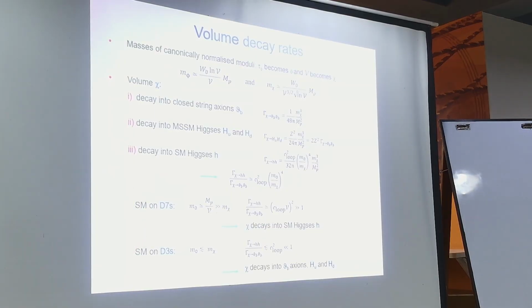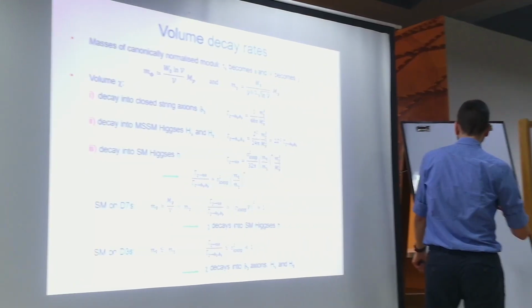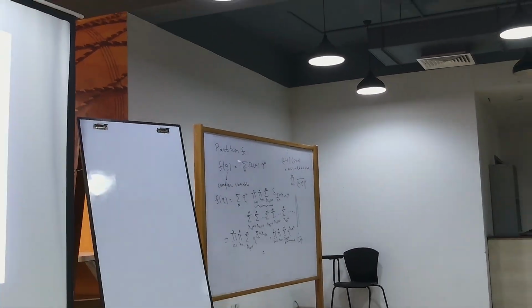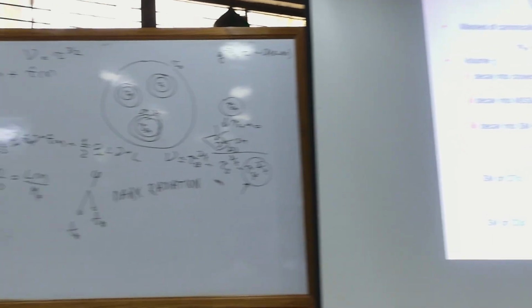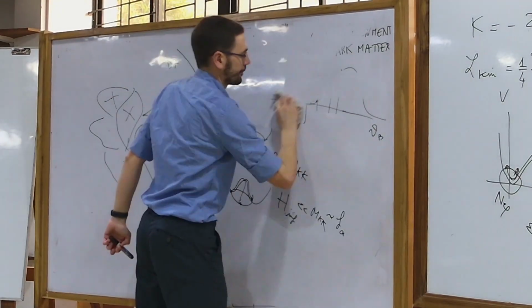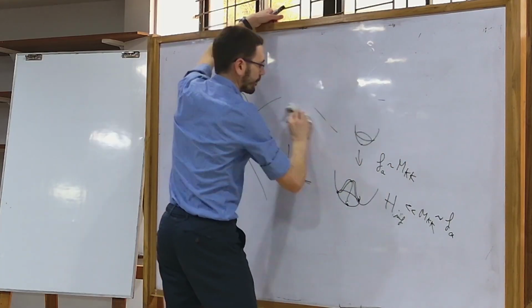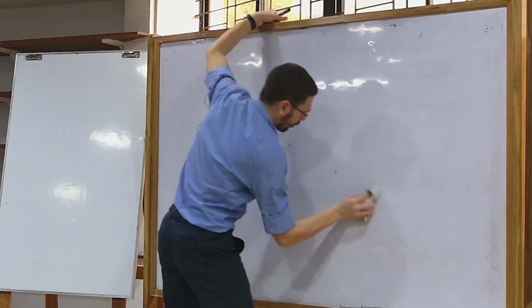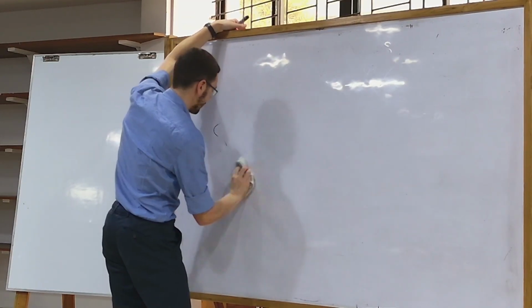There is a simple way to understand that. Maybe let me come here. There is a very intuitive and quick way to understand that. Of course, one has to compute the mass matrix, do the canonical normalization, and so on.